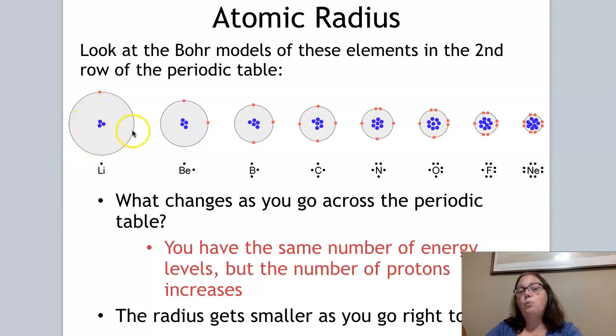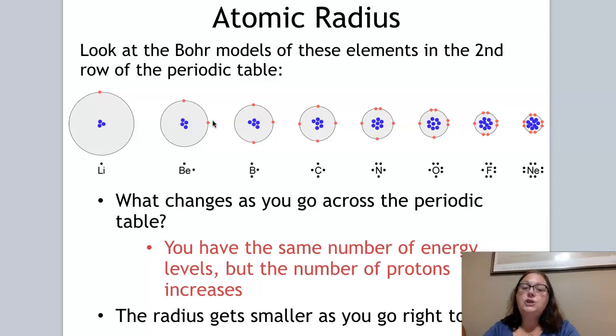Going sideways, if we go across the row that starts with lithium, you'll see they did not include the first ring, n equals 1. These all would have 2 electrons in n equals 1. We're looking at n equals 2. And as you go across, we're adding electrons, but those electrons are going in the same energy level. We're not adding additional energy levels around the outside.